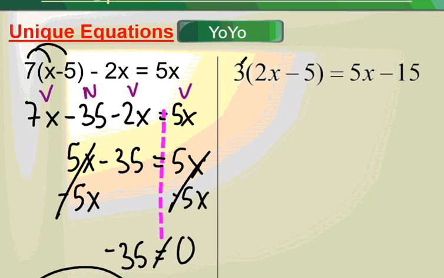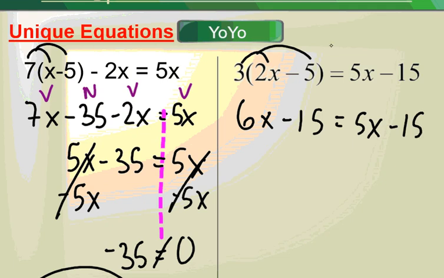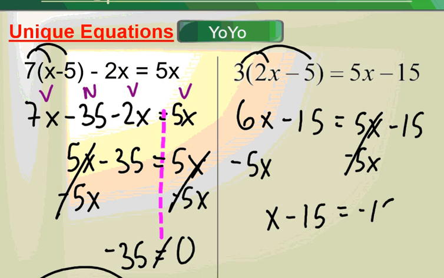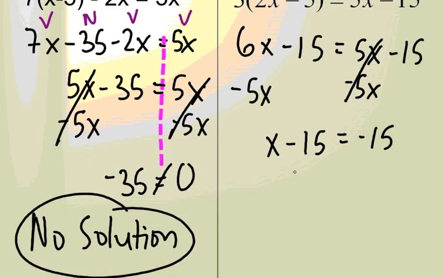Right side, distribute your 3. You're going to get 6x minus 15 equals 5x minus 15. You get your variables all to the left by getting rid of them on the right. You then get x minus 15 equals negative 15. You move your numbers to the right, so add 15, add 15.